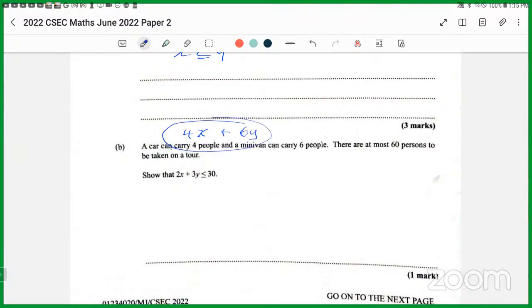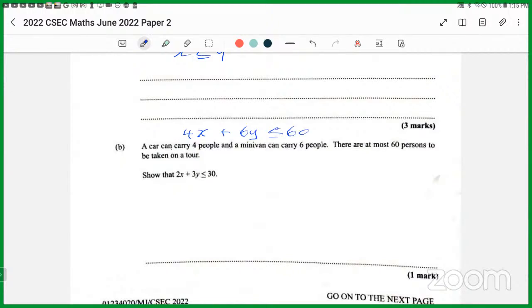This represents the number of people going. 4 persons in each car, so the total in the cars is 4x. 6 persons in each minivan, so the total in the minivans is 6y. So this represents the total number of persons in the X cars and Y minivans. It says there are at most 60 persons going on the tour. 60 is the most. Can't pass 60. So it's less than or equal to 60.